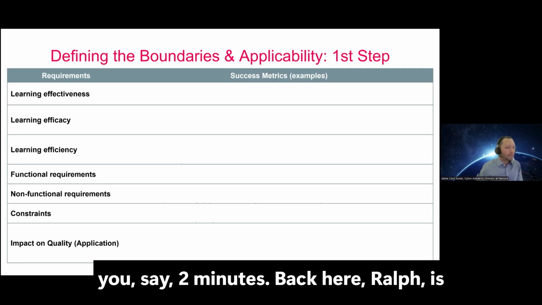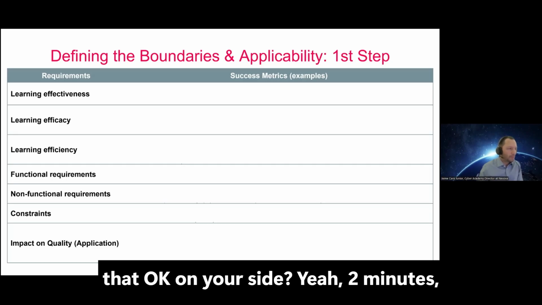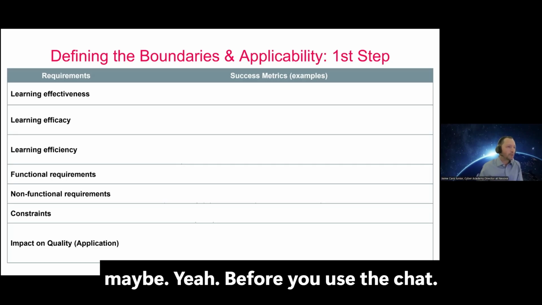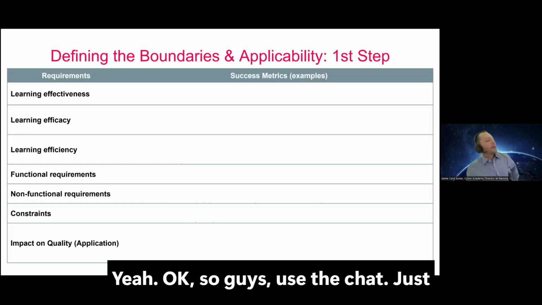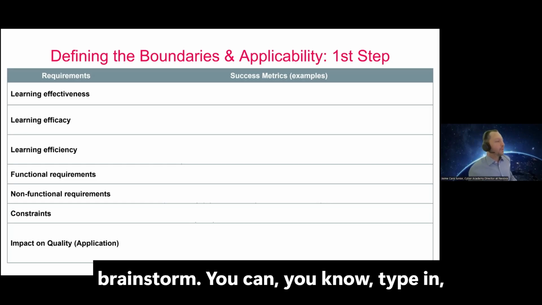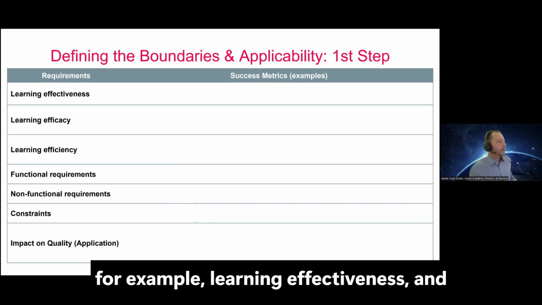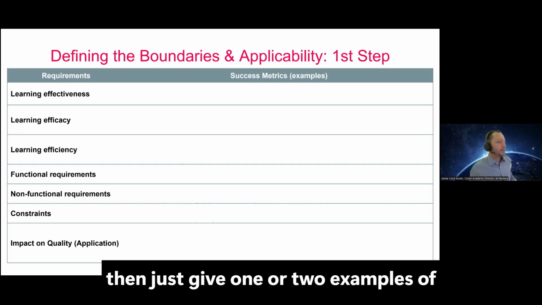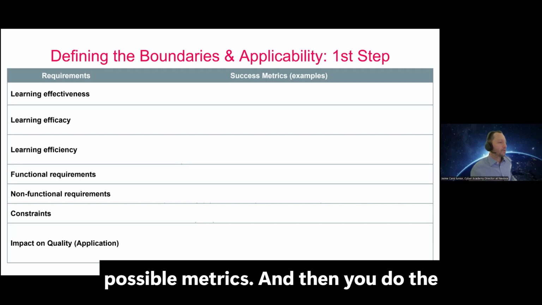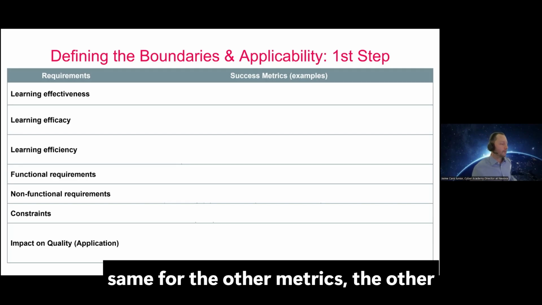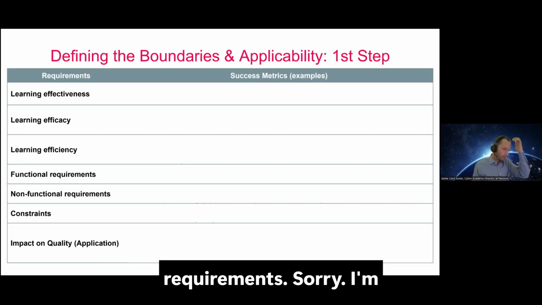So I'm going to give you, say, 2 minutes. Ralph, is that okay on your side? Yeah, 2 minutes maybe. Before you use the chat, check the comments. Okay, so guys, use the chat. Just brainstorm. You can type in, for example, learning effectiveness, and then just give 1 or 2 examples of possible metrics, and then you do the same for the other requirements.